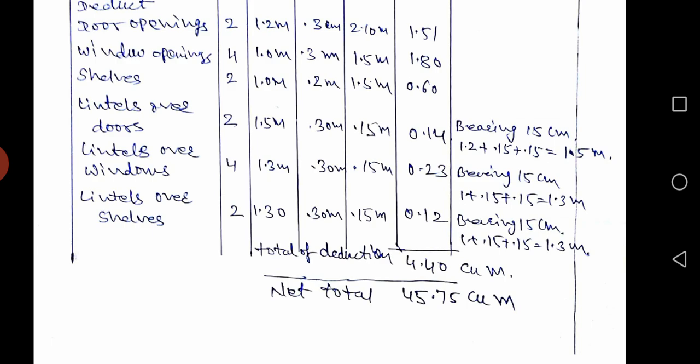So according to the question, only the estimate and the quantities are asked. We calculated all the quantities of different types of items. There is no rate given, so we don't make an abstract sheet. That is the answer of this question.